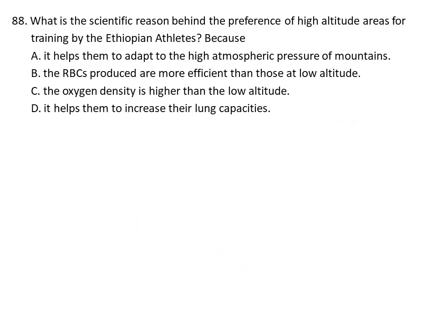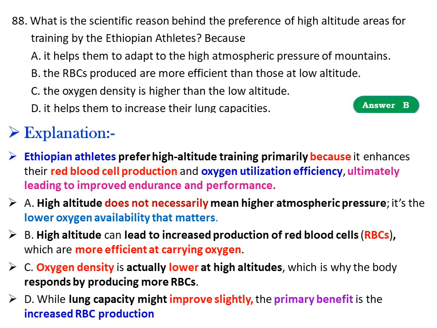Question number 88. What is the scientific reason behind the choice of high altitude areas for training by Ethiopian athletes? The answer will be B, the red blood cells are produced more efficiently than those at low altitude. Ethiopian athletes prefer high altitude training primarily because it enhances red blood cell production and oxygen utilization efficiency, ultimately leading to improved endurance and performance. So the answer will be perfectly B.